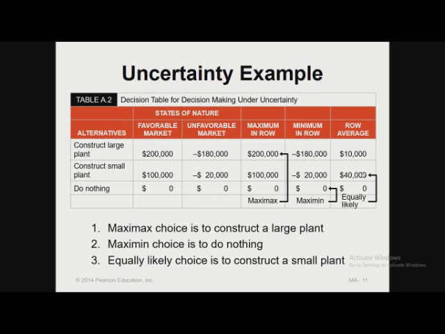Okay, ang equally likely naman katong pinaka safe, so you just get the average row for each favorable ug unfavorable. So 200,000 plus loss of negative 180,000 divided by 2. So 200,000 plus negative 180,000 is 20,000 divided by 2, so it's 10,000. Ang sa small plant naman, 100,000 minus 20,000 is 80,000 divided by 2 kasi dalawang state of nature, so 40,000. So do nothing is 0. So if you choose equally likely, then ang option naman nimo is construct small plant.